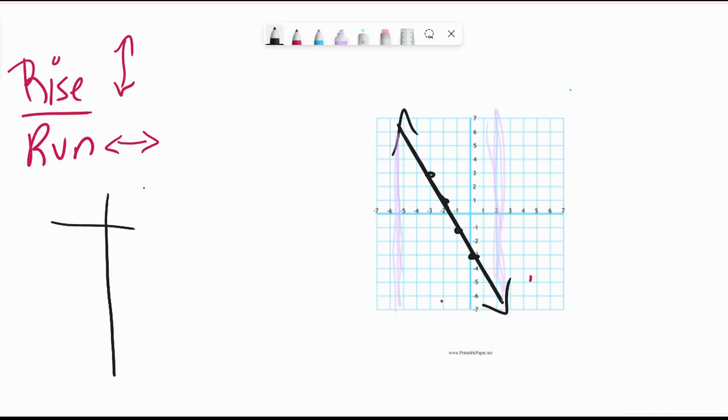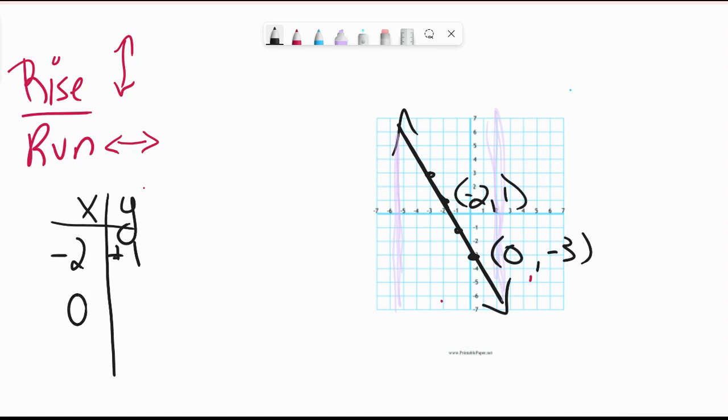So we're going to make our XY table. And I'm going to take any 2 points. So I'm going to take this point here, which is -2, +1. So I'm going to put that in my table, -2 and +1. And then I'll do this one, 0, -3. And let's take a look at how our X's and Y's are changing.